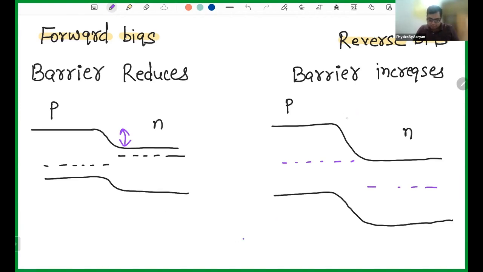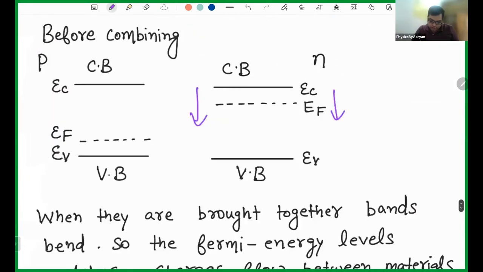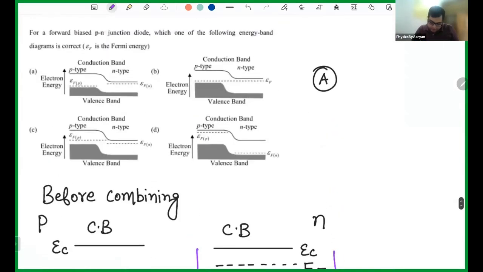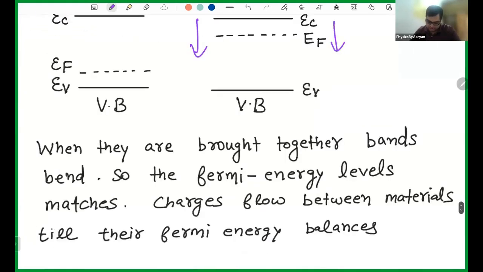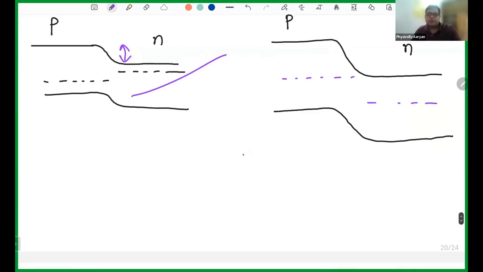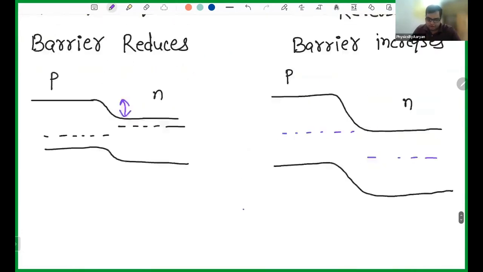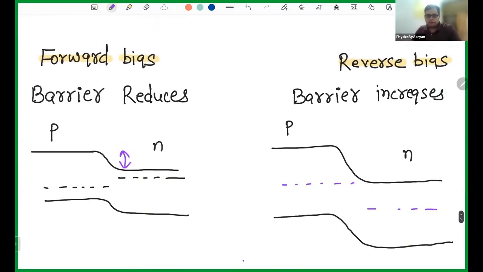And they have asked in the problem what the diagram for forward biasing will be. The diagram for forward, you can clearly see, will be option number A. You can clearly see that option A is matching. Is this understood? This is clear, everyone?